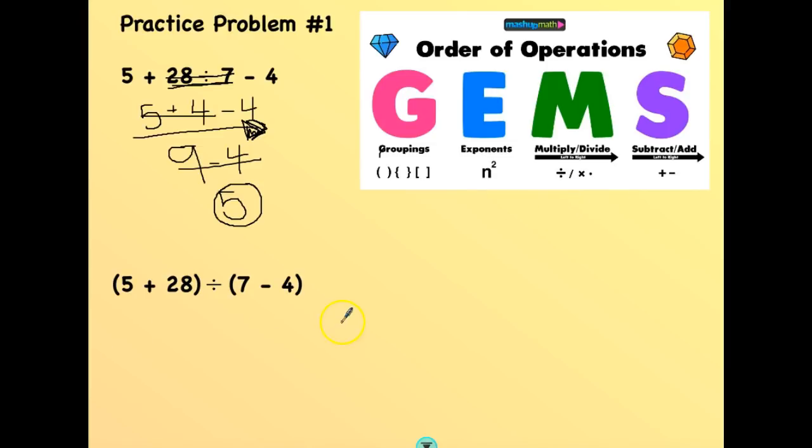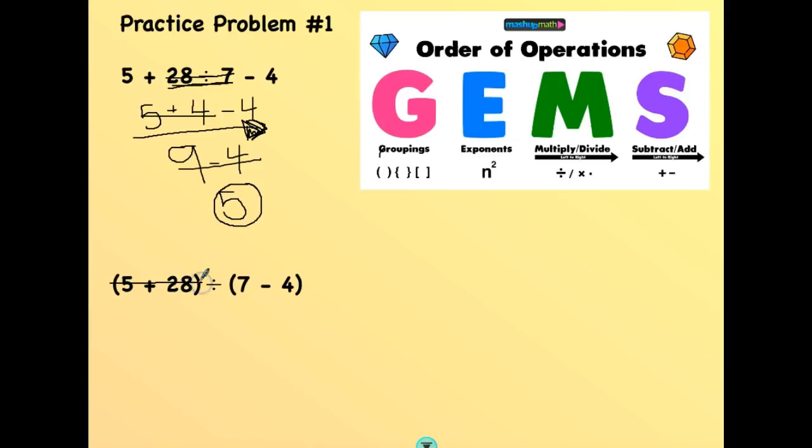All right, so let's work through our order of operations when solving this. First of all, I'm looking for groupings. Again, that's the G-E-M-S. I follow the GEMS every time. Start with groupings. And I do see parentheses, so I'm going to start with parentheses, and I'm going to complete the one that comes first. So I see 5 plus 28 in parentheses first.